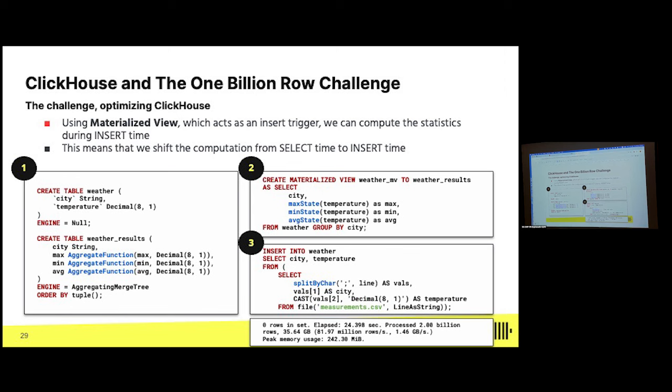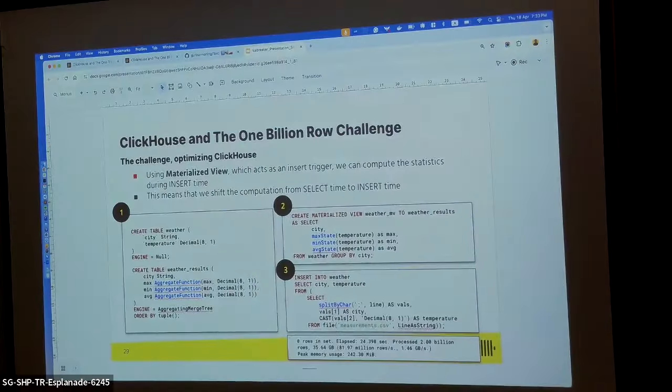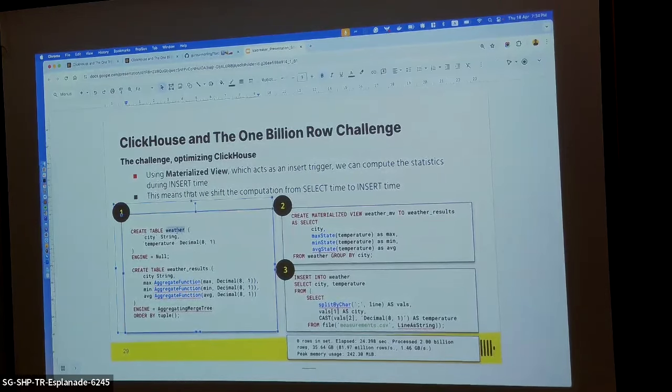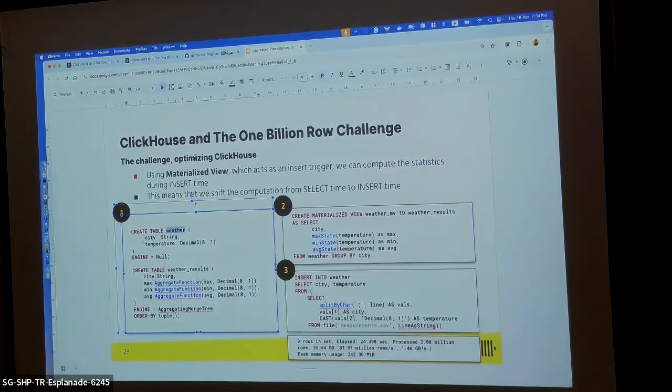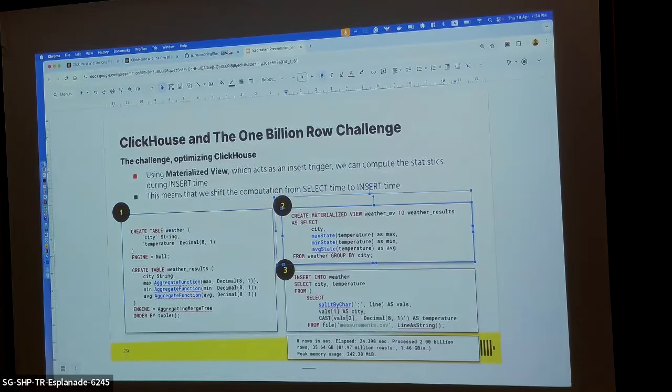So on the left, which is the first step, we are creating two tables. One is the weather table, the other one is the weather results. Now you can see that the weather results is using a special engine. It's called the aggregating merge tree. So what is an aggregating merge tree? This is something for the materialized view to insert into when we insert data into the base table, which is the weather table, right? And then in the second step, you create a materialized view.